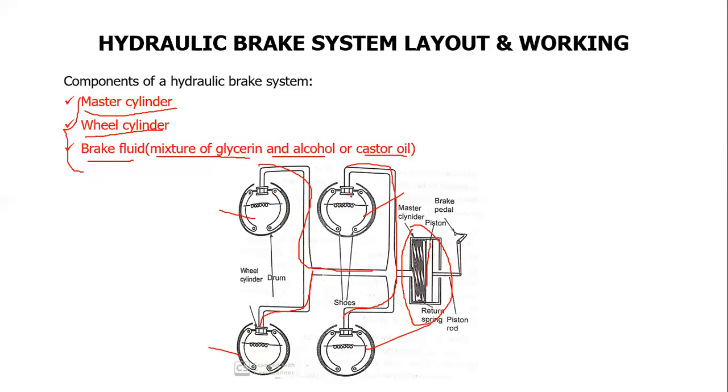At the end of each tube, this component is called the wheel cylinder. In the figure, the master cylinder is connected to the wheel cylinder, and at both ends of the wheel cylinder, the brake shoes are attached. This type of arrangement is replicated in the other three wheels as well. So this is the basic construction of a hydraulic braking system.